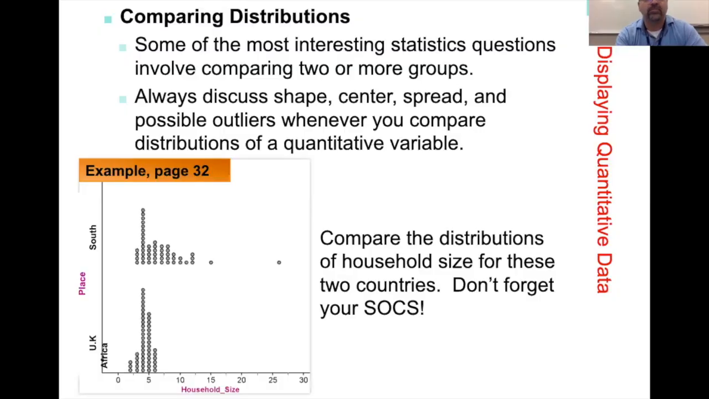All right. Here's a couple more dot plots. Hey, what do you think of that top, the South there? You think that maybe is skewed right? Yeah, I do too. Oh, sorry, that was South Africa. I see the Africa there. For the UK one, I would probably say that's symmetrical. Okay, even though it's not exactly symmetrical, it's roughly symmetrical.